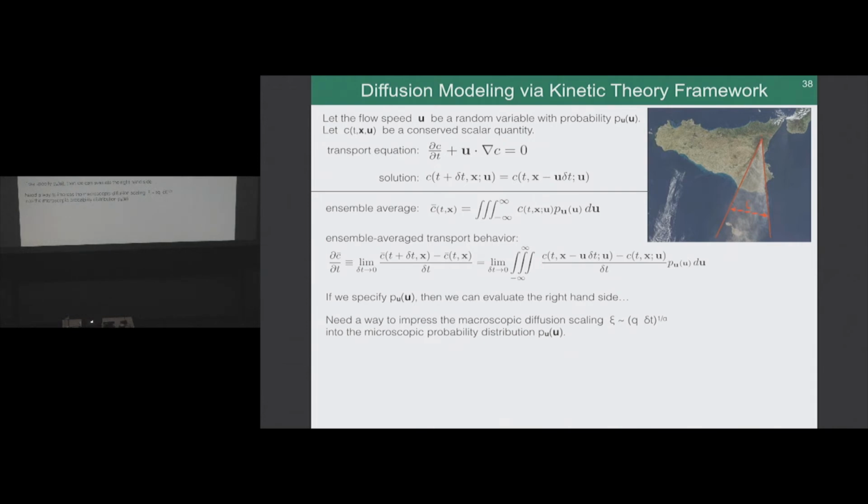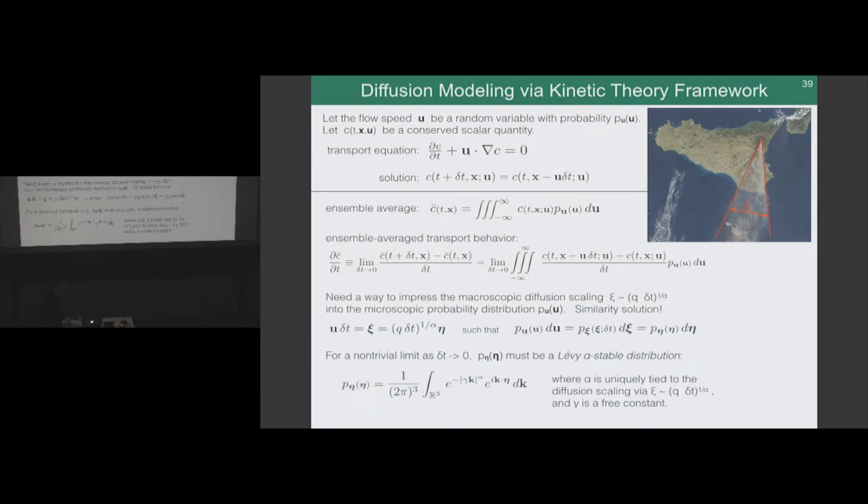And what we want to do now is try to somehow impress upon this structure the macroscopic diffusion scaling of interest. If we want diffusion to happen along this scaling, we need to somehow impress that into this probability distribution. And the way we're going to do that is to think about things such as similarity solutions, which is really how you describe those boundary layers. So it's natural to use the idea of a similarity solution in describing this probability phase space behavior. So we're going to do that.